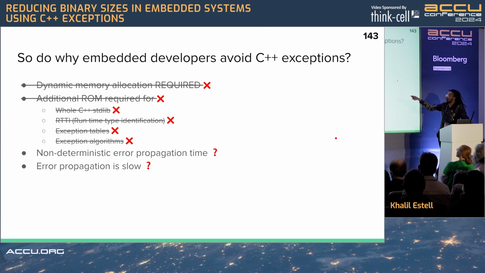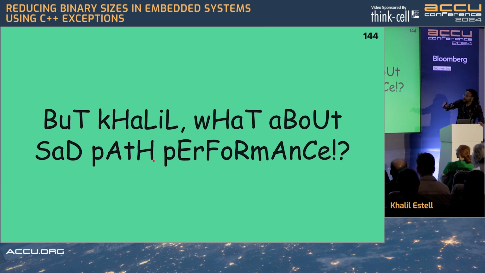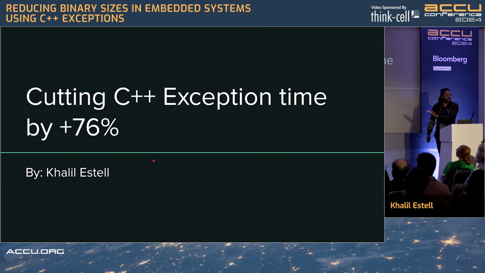So to be honest, I don't agree with any of these reasons to not use exceptions. But here's the thing. I haven't gone over the performance side of this. I don't have time right now. I've got like, what, 8 minutes left? I think a lot of you have probably been thinking, but Khalil, what about the sad path performance? Okay, it's smaller, sure, but is it going to take a week for my exception to get thrown? Well, look out for my next talk, cutting C++ exception time by 76%.